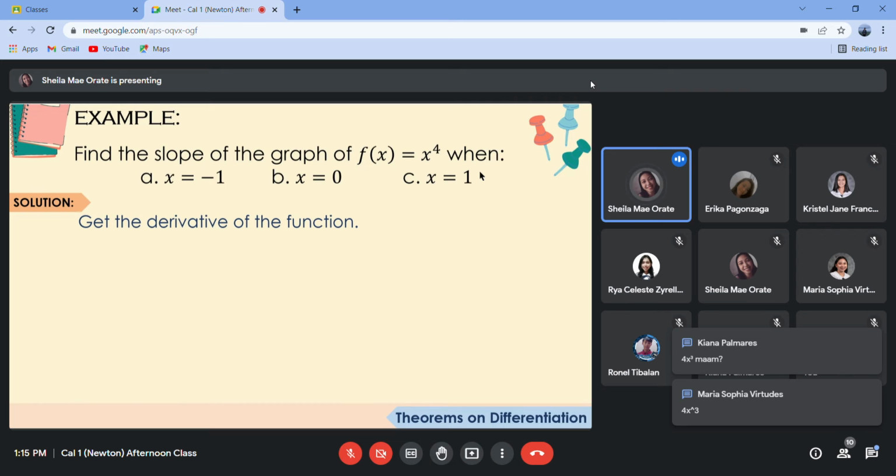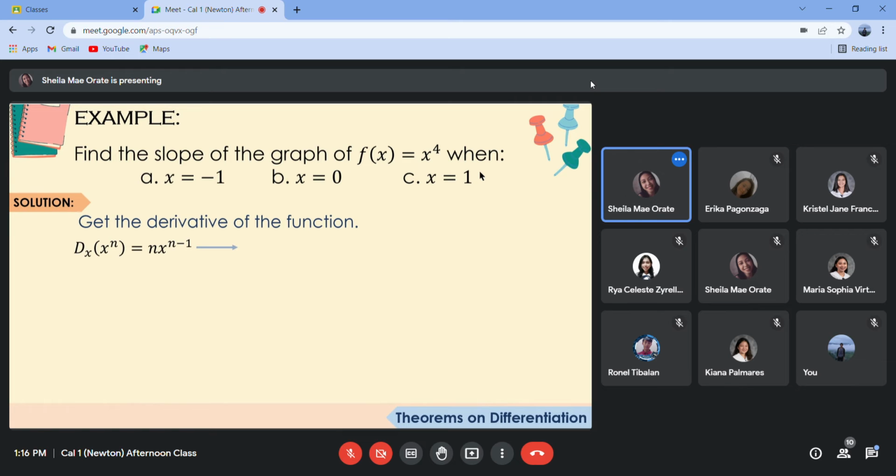Okay, Kiana, that's the answer from Maria Sofia. Let's check. We apply the power rule. Bring down 4, then subtract 1 from the exponent. We have 4x raised to the power of 3, or 4x cubed. This is the derivative of the function, and the next thing to do to get the slope of the graph is to substitute.